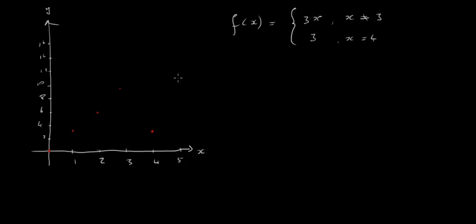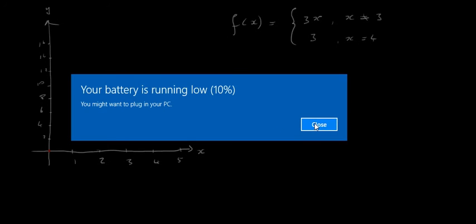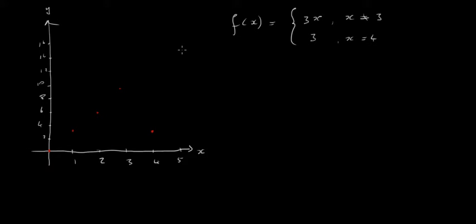So 5 is going to be 15, so oops, battery is running down. Okay, so it's going to be roughly here. Our graph will look something like this, but there will be a gap here, of course, at 4 here.